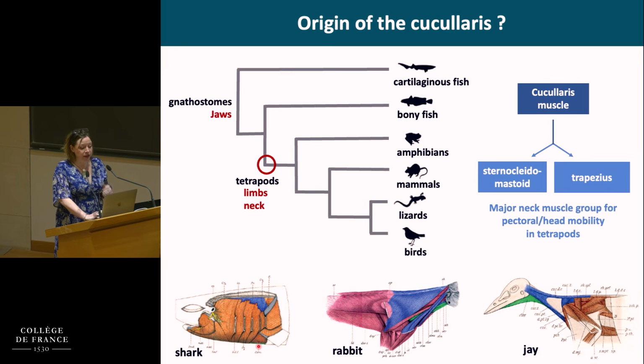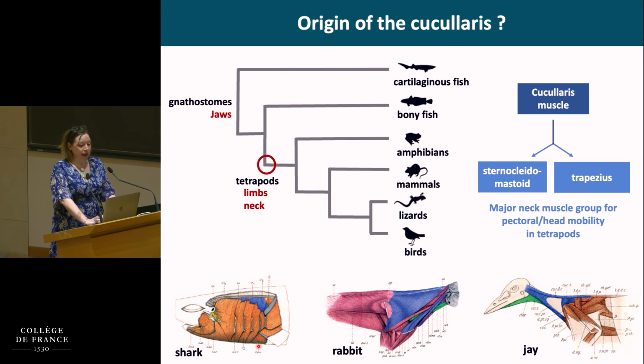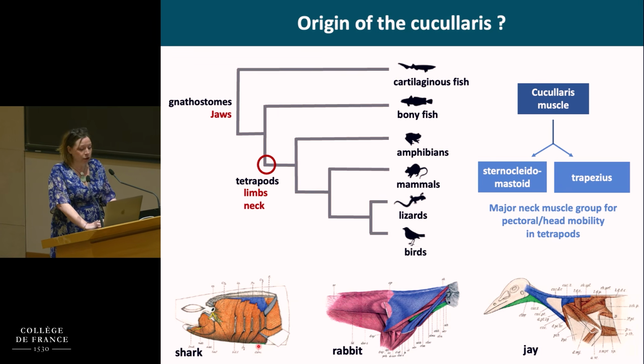Of particular interest here is the origin of the cucullaris. That is the muscles found in gnathostomes that connect the head to the pectoral girdle, as you can see here in blue in the chart. After the emergence of the neck, the cucullaris greatly expanded and specialized to give rise to the sternocleidomastoid ventrally, here, and to the trapezius dorsally, constituting a major neck muscle group for pectoral and head mobility and locomotion in tetrapods.